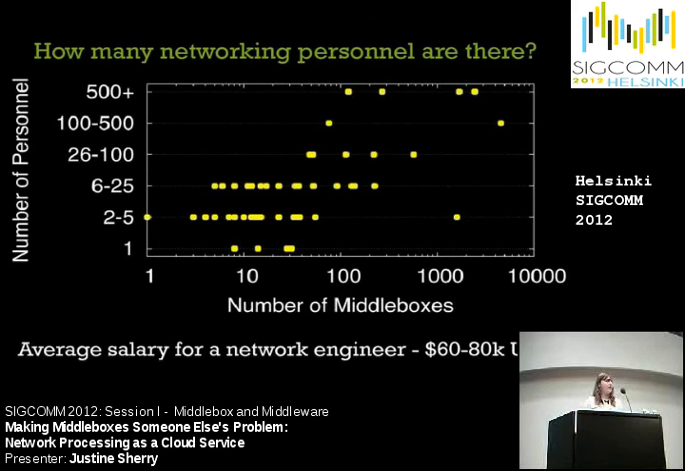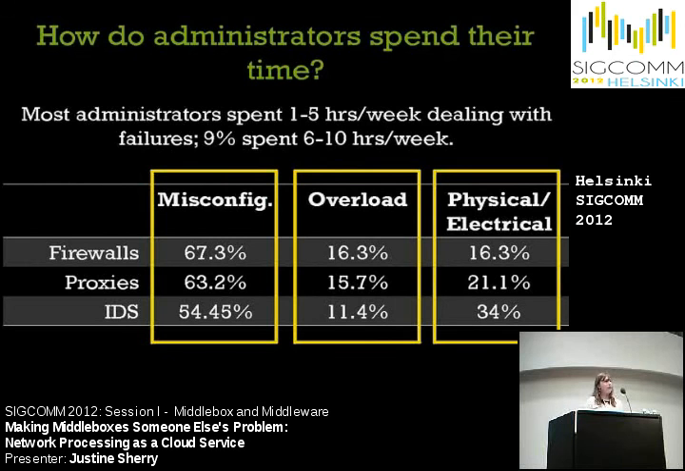Digging further into this administration question, we asked how administrators spent their time. And one of the things that they spent their time doing was dealing with failures. So most administrators spend between 1 and 5 hours a week dealing with failures, and 9% spent between 6 and 10 hours a week dealing with failures. When we asked what caused these failures, overwhelmingly the most common reaction was to describe misconfiguration problems.